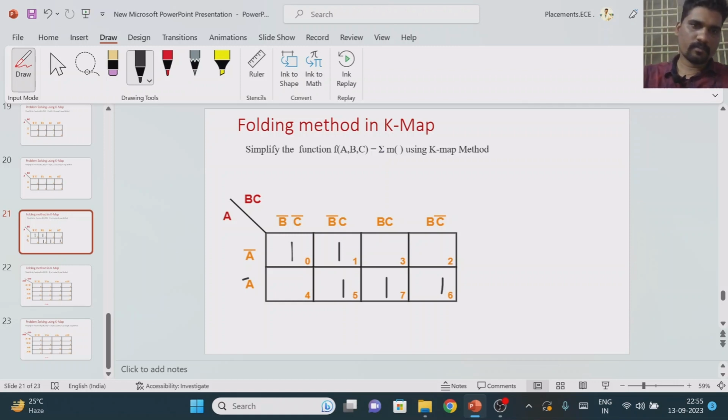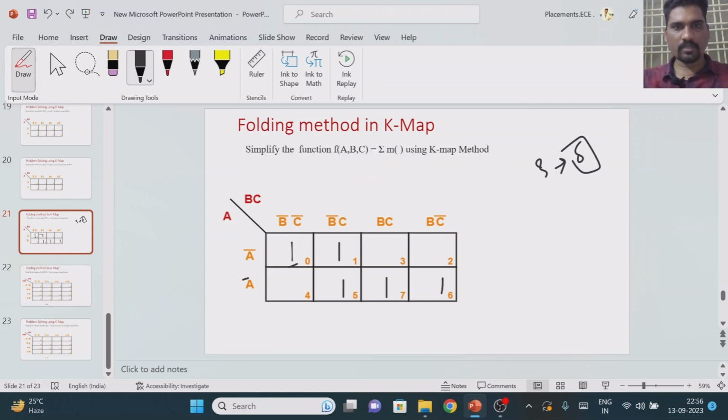So always see that, for example, first we'll start from this 0 cell, right? 0 cell means 3 variable means 8 cell, right? Maximum. Is there any 8 grouping? No, right? So this is one only adjacent, this one only adjacent. Here also we don't have any value. This is the adjacent of this one, right? Here also we don't have any one. So 8 grouping is not possible.